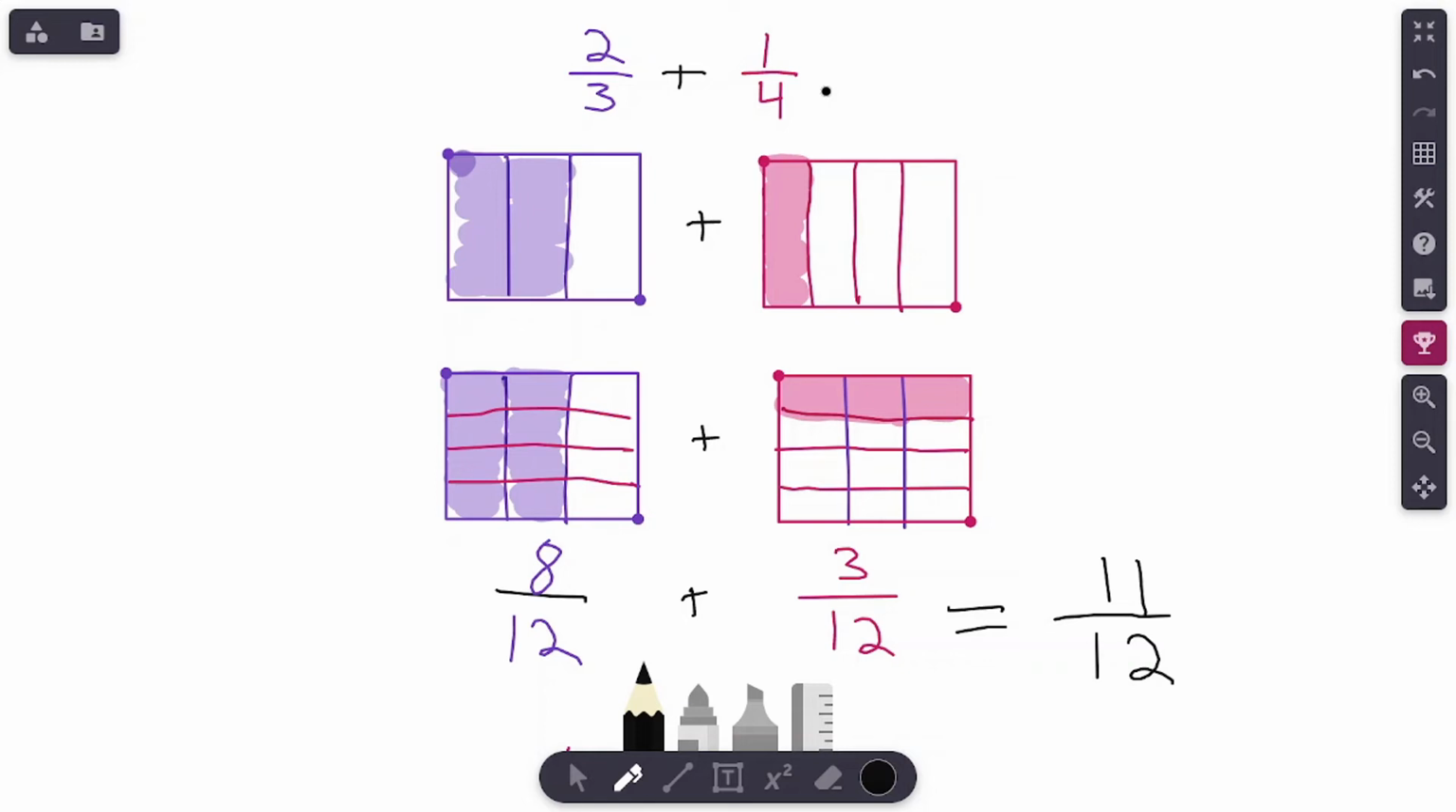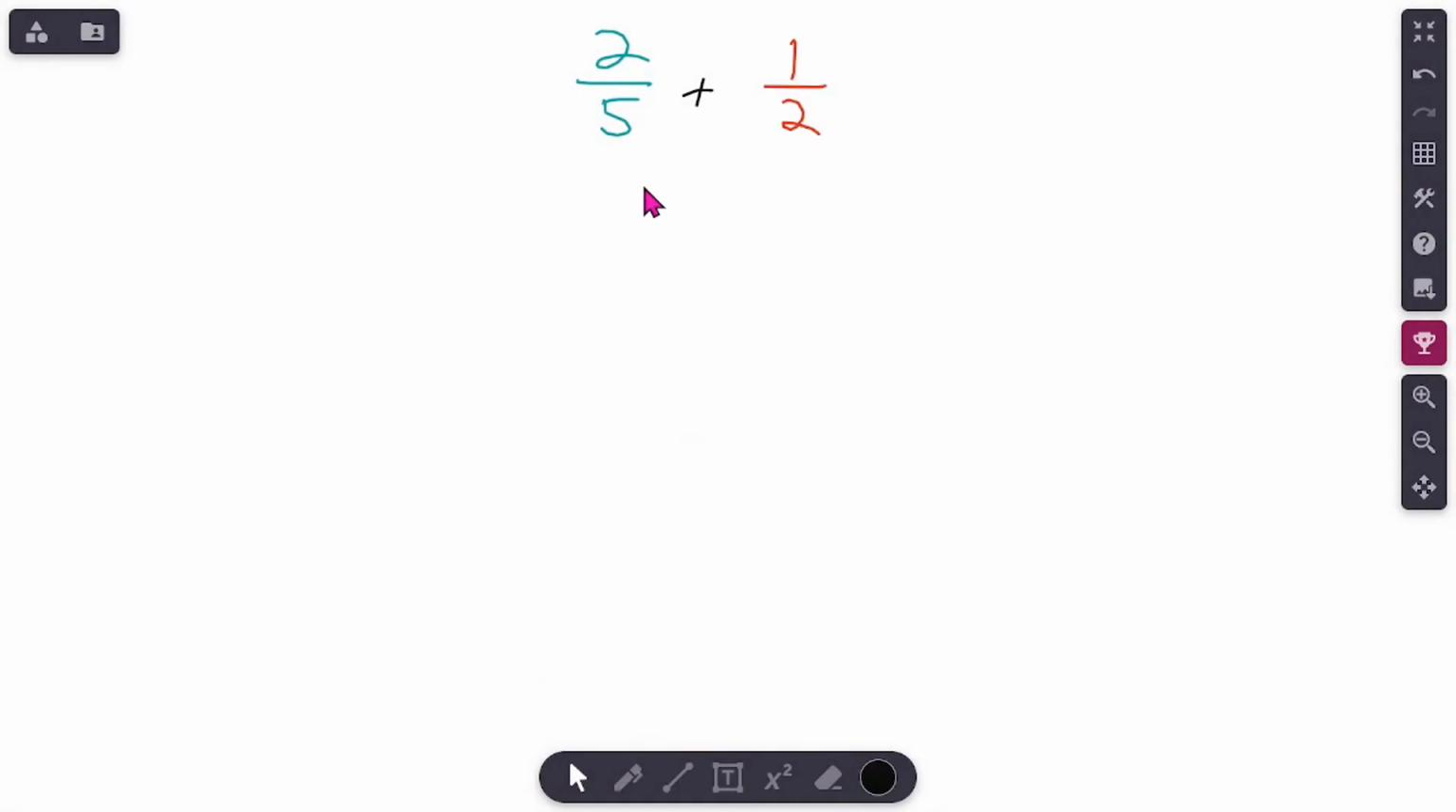Ask yourself, where'd you get stuck? Where'd you get lost? What didn't make sense? Practice. Rewatch this one if you need to, and try this next one. All right, next problem. We've got 2/5 plus 1/2.